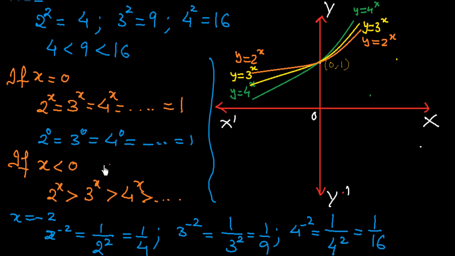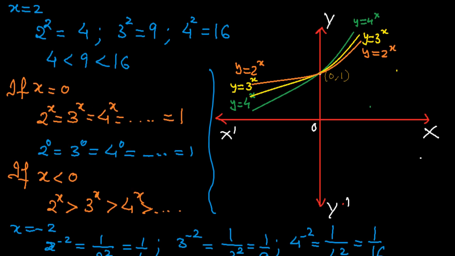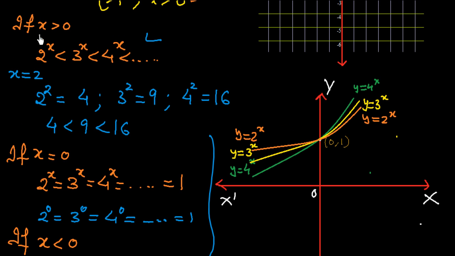So here you are seeing that if x is greater than 0, we see that 2 power x is smaller than 3 power x is smaller than 4 power x. Here you see if x is equal to 0, then 2 power x, 3 power x, 4 power x are all equal to 1. So when x is equal to 0, we get all of them the same, y is equal to 1.